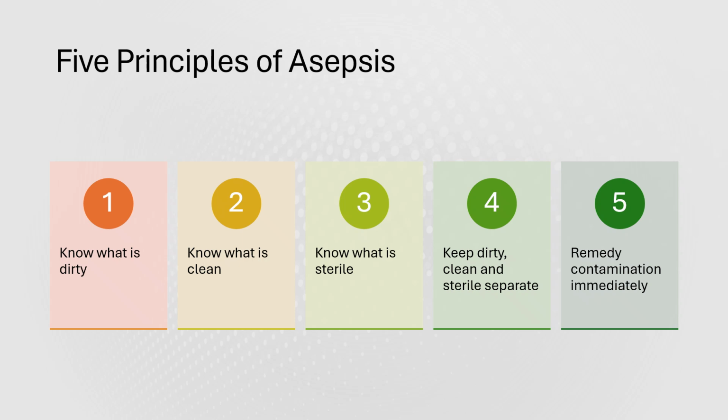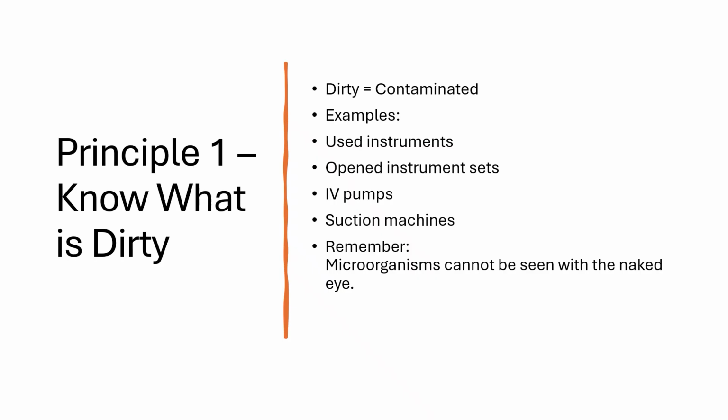The five principles of asepsis are the foundation of safe CSSD practice. Understanding contamination status, maintaining separation of work areas, and correcting contamination immediately are essential for preventing infection. Any item used in patient care must be considered contaminated. Even if visible soil is absent, microorganisms may still be present. CSSD staff must always treat used patient care items as contaminated until properly processed.